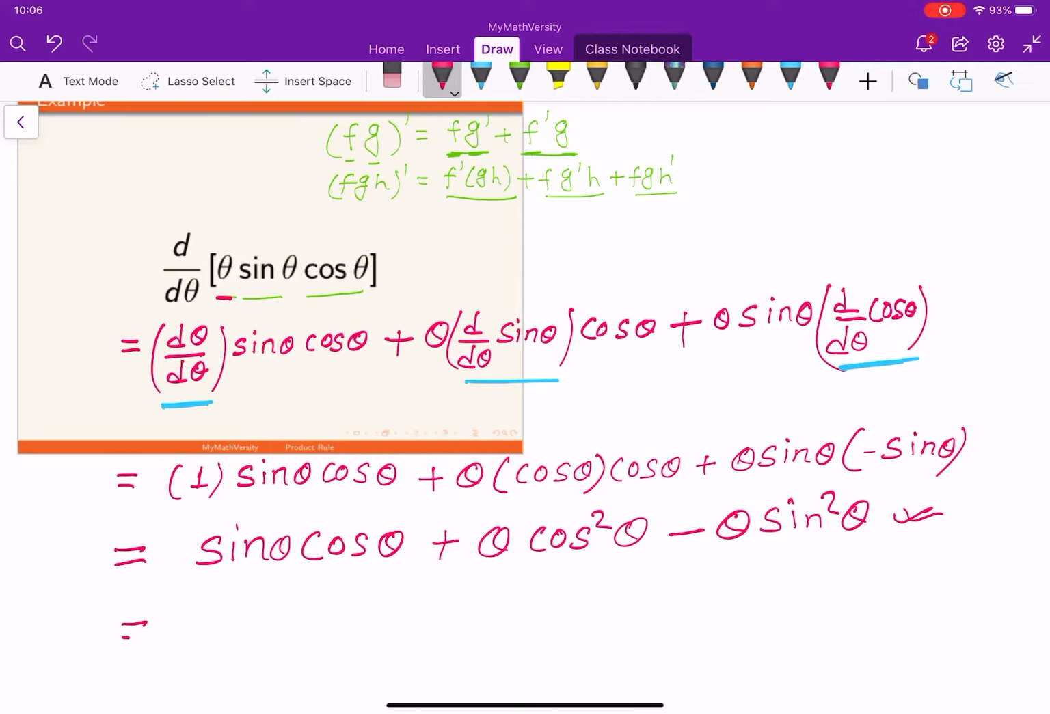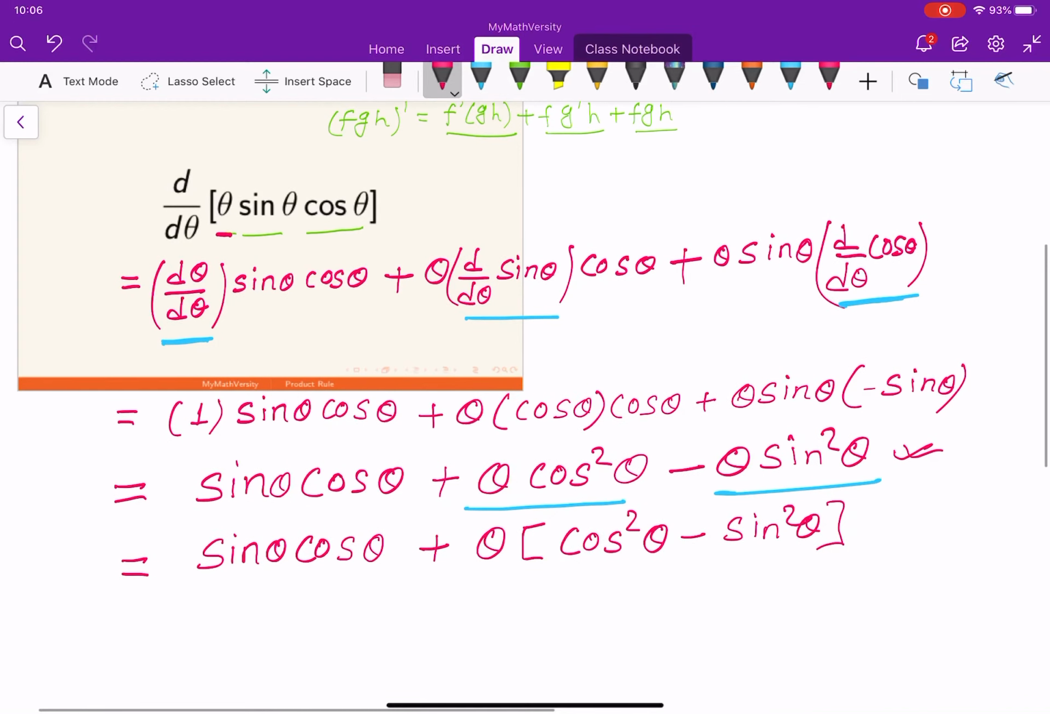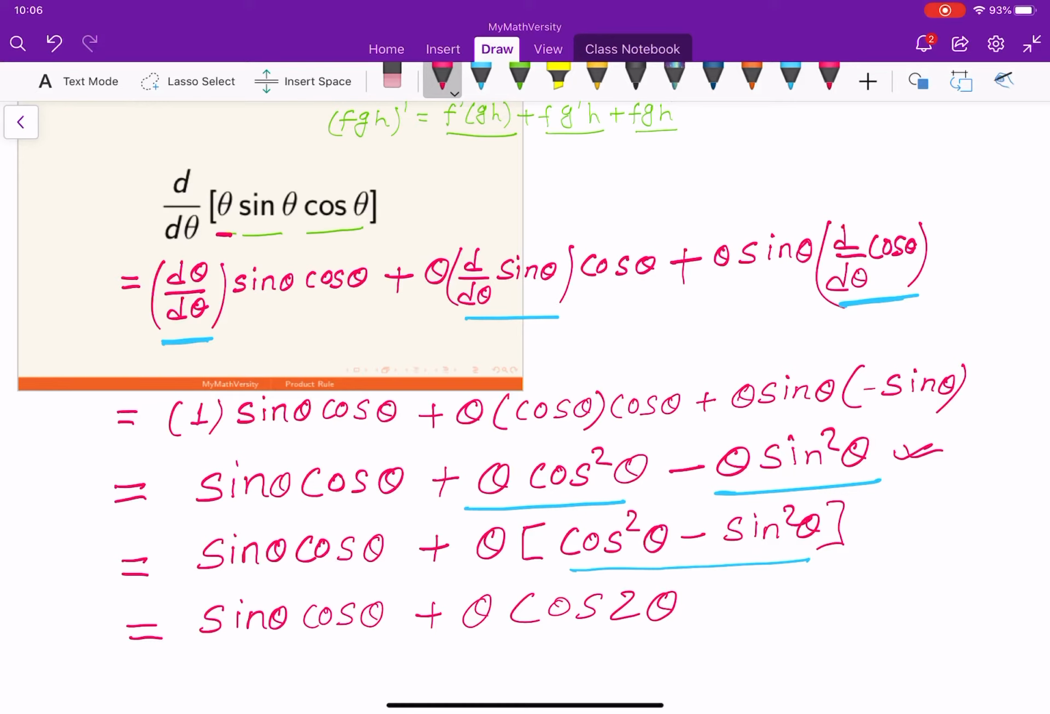Or if you know some of the other trig identities, you can write another alternative answer. Between these two terms over here, I can see that theta is a common factor. We can take that out. When we do that, the remainder will be cosine square theta minus sine square theta. And we know that cosine square theta minus sine square theta, if you know the double angle identity, can be changed into cosine 2 theta. So if that is the case, we can rewrite the derivative of the given function as sine theta times cosine theta plus theta times cosine 2 theta, right?